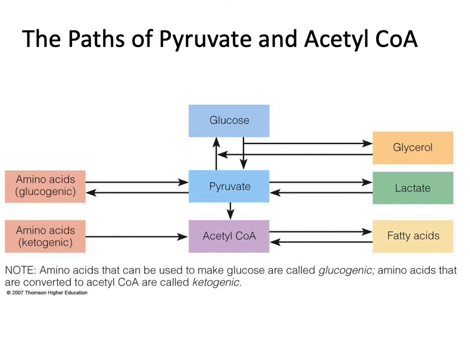Also, we can convert that pyruvate into lactate to generate more NAD. And then lactate can be converted back into pyruvate, generally if it travels back to the liver. And again, if we're breaking down lipids, triglycerides, the glycerol backbone can be converted into pyruvate, whereas the fatty acids, of course, cannot.